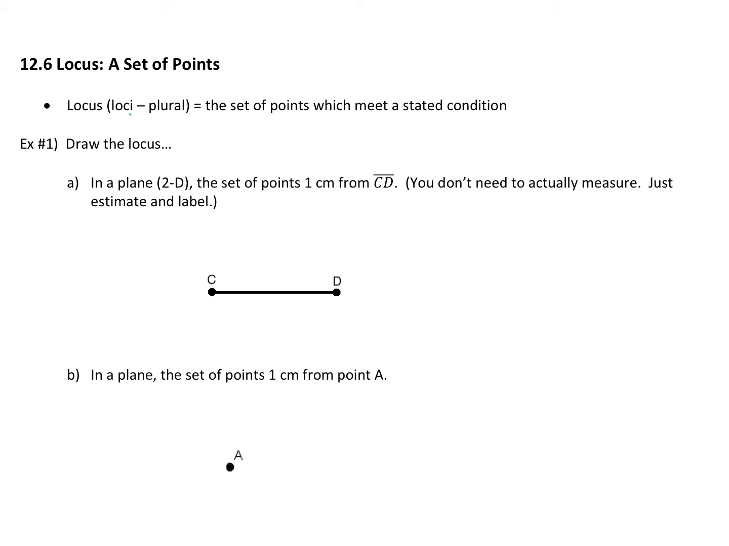When it's plural, it's loci, okay? But a locus, singular, is just a set of points that meet some requirement, okay? So they're going to say all the points that fill in the blank, and then you have to find all the points that fill in that blank. So I'm just going to jump right in and show you how you do that.